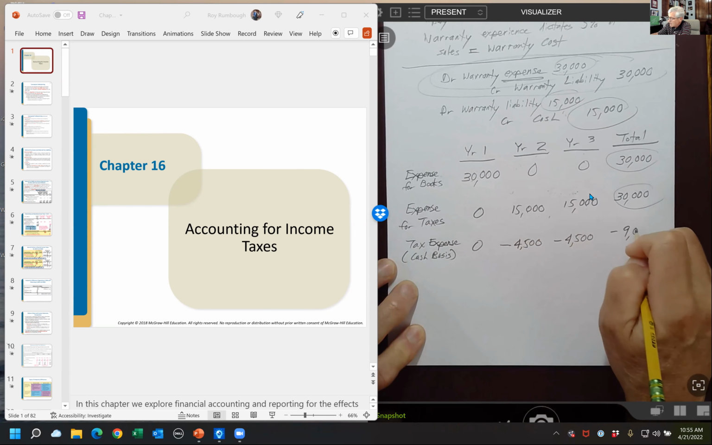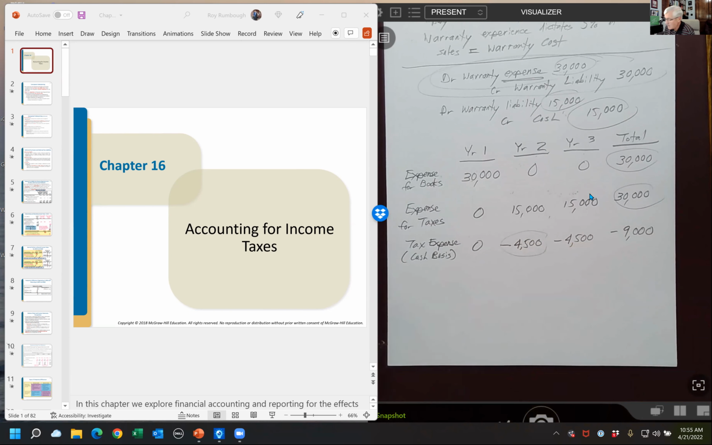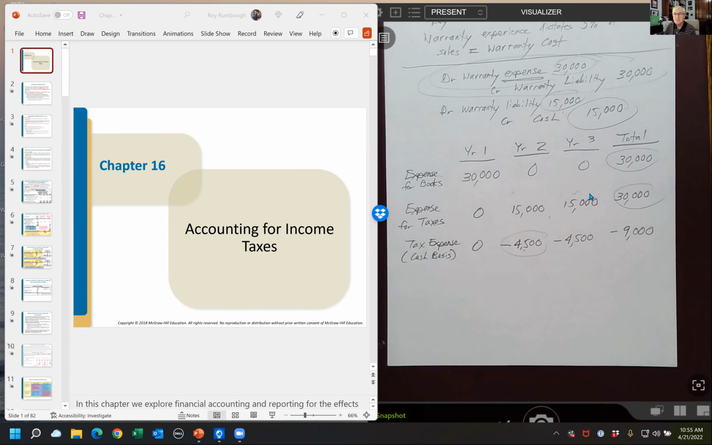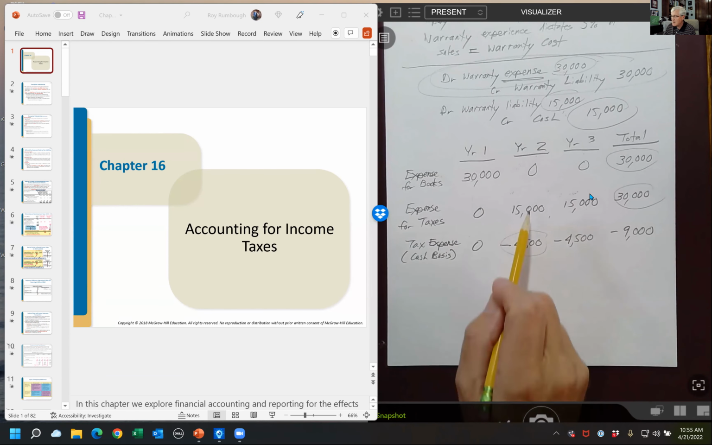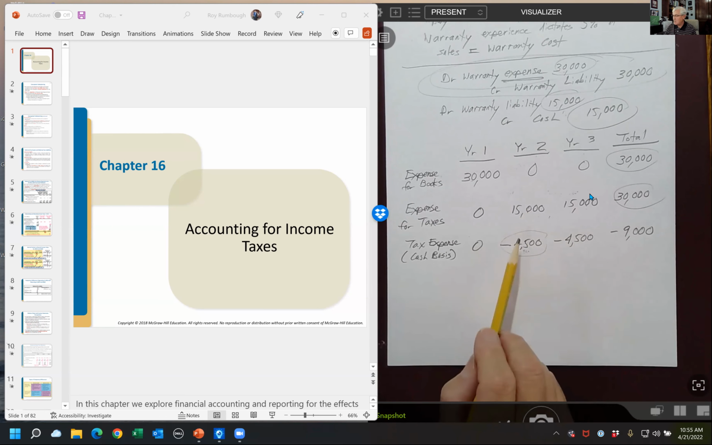Minus 9,000. Again, we're going to save $4,500. So we take all of our income, whatever that is, and it's going to be taxed at 30%. But then we get to deduct 15,000 from that, and so the tax expense is really a negative. This is a credit to tax expense, a reduction in tax expense of 4,500, because these are expenses, not income.